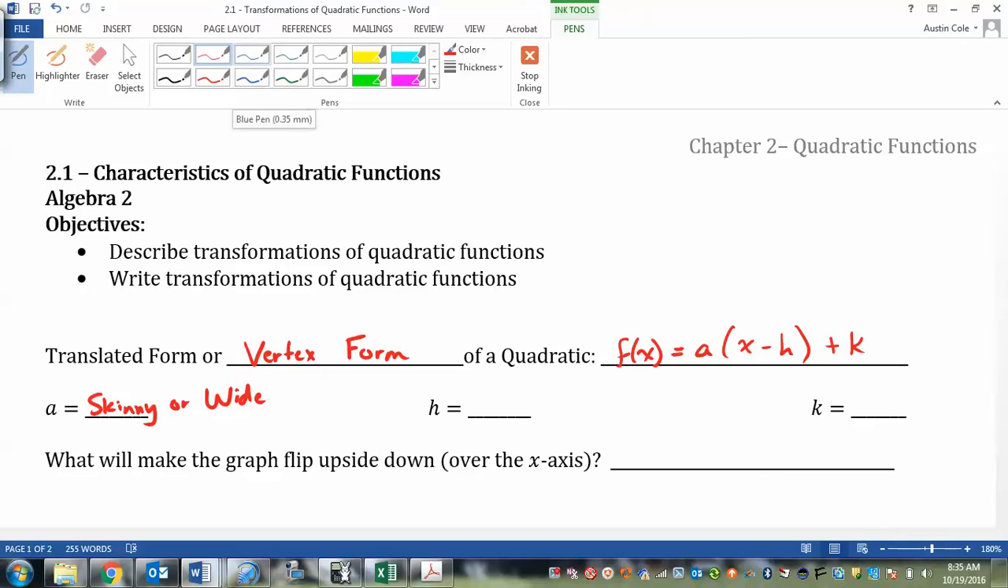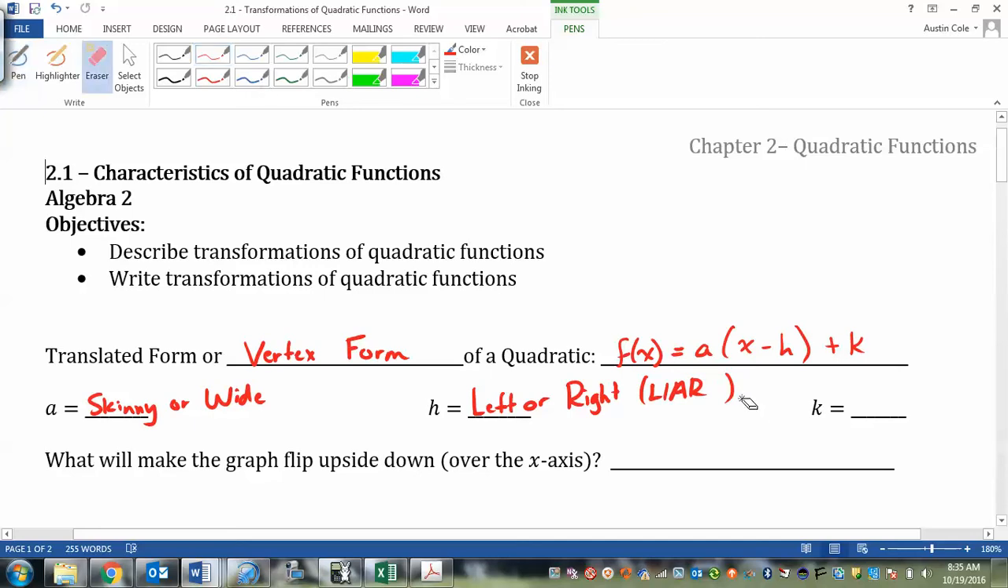Okay, what does our h value do? Moves it left and right. Yeah, left and right. It shifts it or slides it or moves it left or right. And what's the main thing we need to remember about our h value? It is a liar. And our k value? Up and down. I'll say up or down.